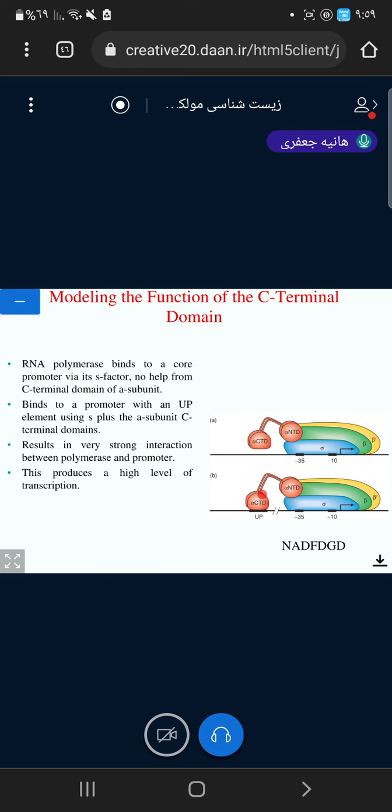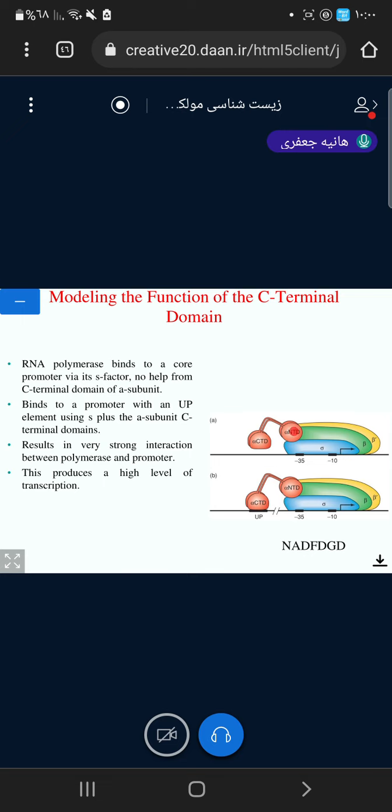بعد ما راجع به دومین‌های سی ترمینال و ان ترمینال زیرواحد آلفا توضیح دادم که به نام آلفا CTD و آلفا NTD میگن. هر کدومشون به صورت مجزا تاخوردگی پیدا میکنن و 2 تا دومین مستقل ایجاد میکنن و یک رابط انعطاف‌پذیر اینا رو به هم وصل میکنه. دومین هم تعریفش اینه که بخش‌هایی از پروتئین هستن که میتونن به صورت مستقل دچار فولدینگ بشن، و چون اینا مستقل هستن بهشون دومین میگیم.